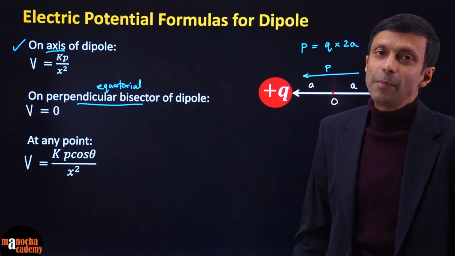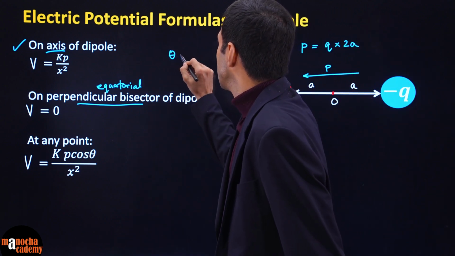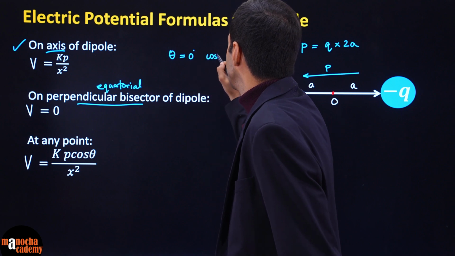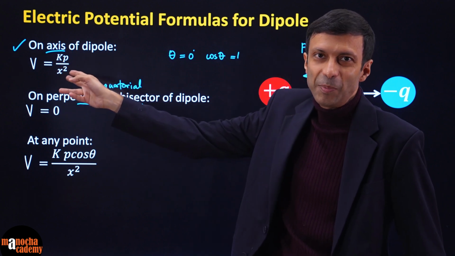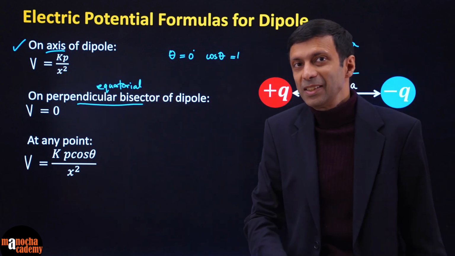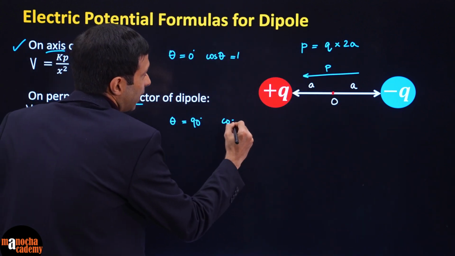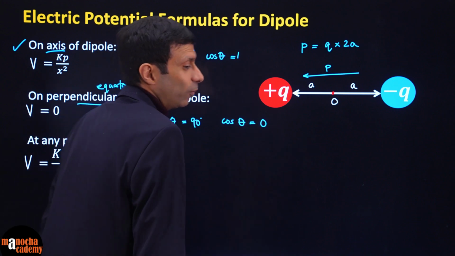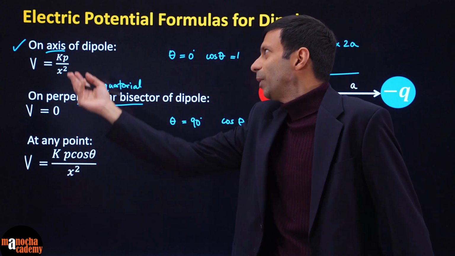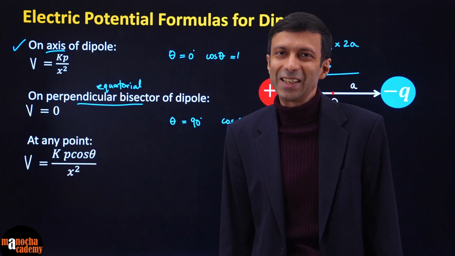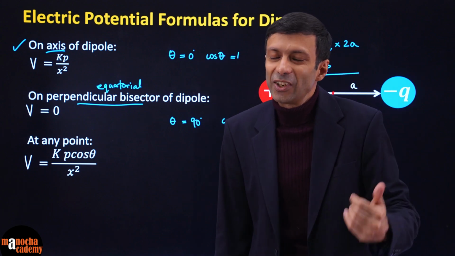And you guys can check this formula. So for the axis of the dipole, what will be the angle? The angle theta is going to be 0, right? For the axis of the dipole, angle theta is going to be equal to 0. So there cos theta is equal to cos of 0, which is 1. So if you put cos theta equal to 1, you get the first formula, kp by x square. And when you take a perpendicular bisector, what is the angle it makes with the dipole? Theta is going to be equal to 90 degrees. And what is cos of 90, guys? Cos theta then will be 0. So if you apply this general formula, you will get the potential equal to 0. So actually you can just learn this formula and you will get both of these two special cases as well. So those were the formulas for electric potential due to an electric dipole.